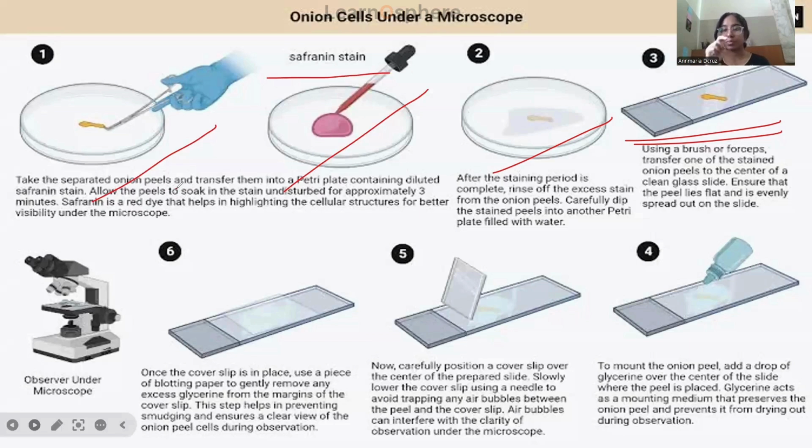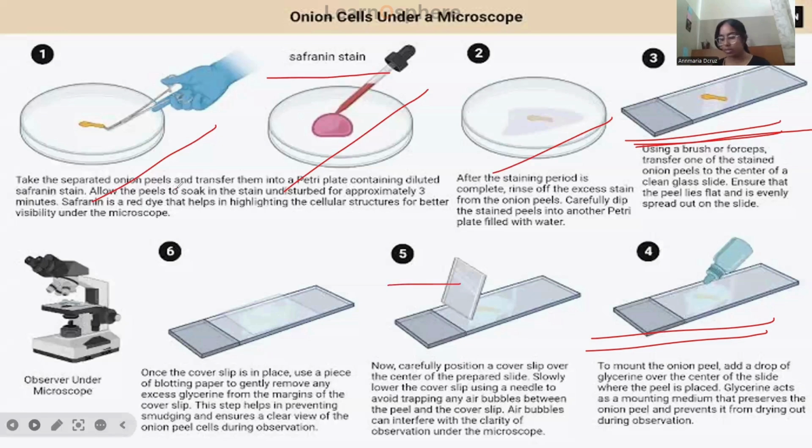Now, what you're going to do? You're going to take this peel and put it under the slide. Then on top of that peel which you have put under the slide, you are going to put glycerin. Don't pour the glycerin, put a few drops of glycerin on top of it.